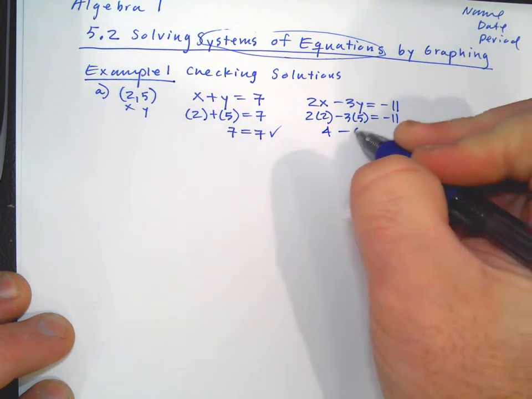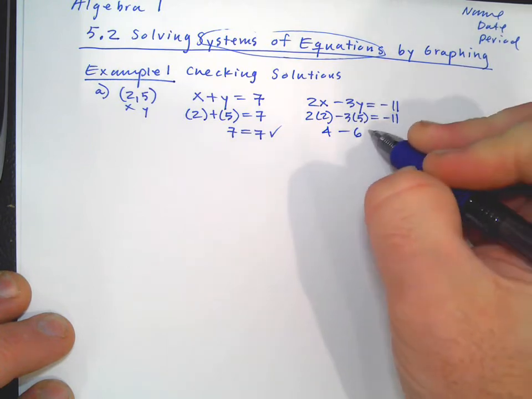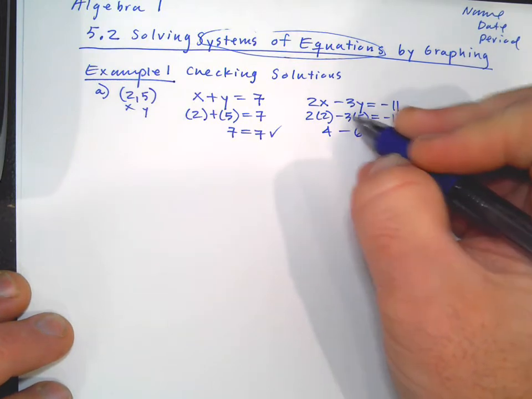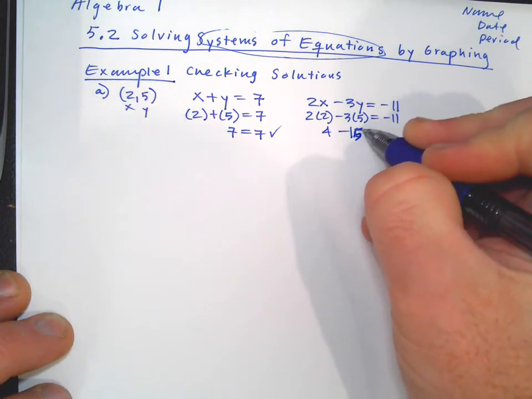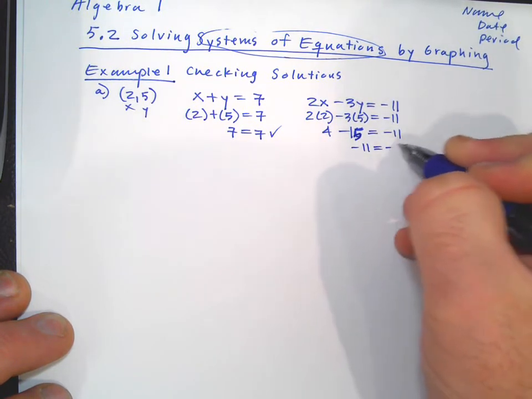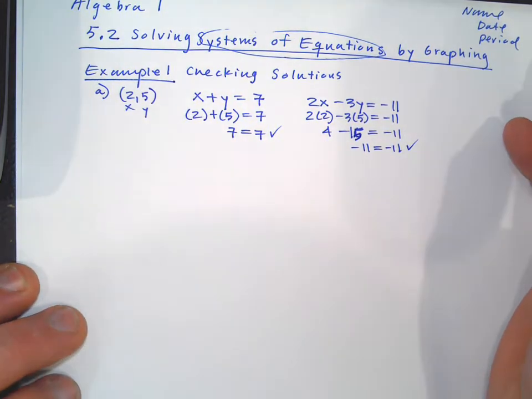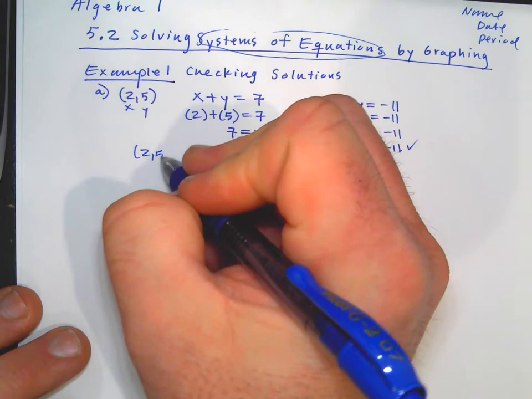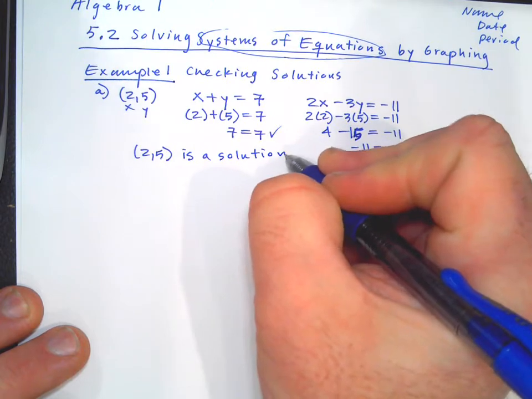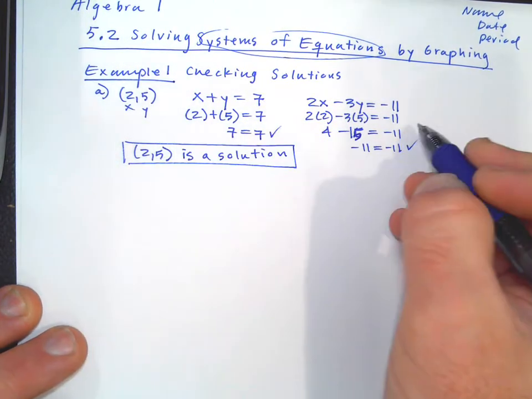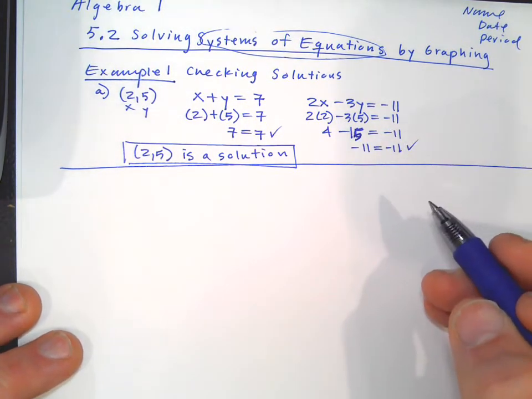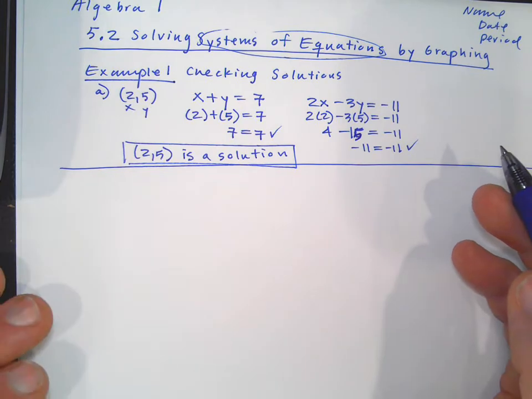Order of operations, multiplication, division before addition, subtraction. And I think I made a mistake. Oh yeah, 3 times 5 is 15. Why did I write 6? That's weird. Okay, 4 minus 15 is negative 11, so we keep making both sides. And it works, okay? So that means that 2, 5 is a solution to the system of equations, okay? And this is the work you have to show to support your answer. And I'm going to be asking you to check every answer that you find also. It's a quick thing.